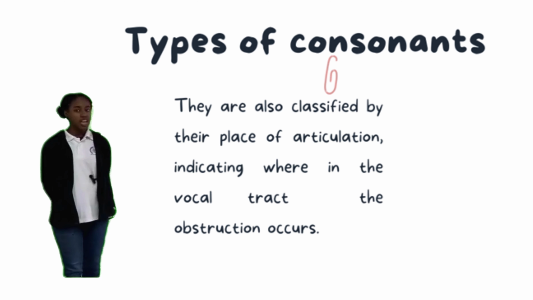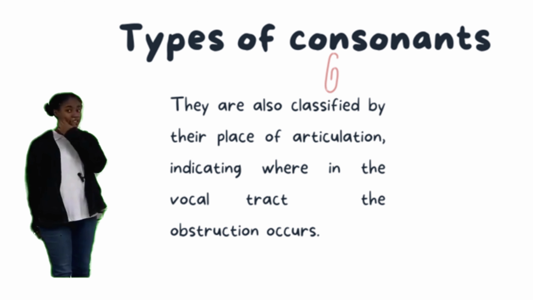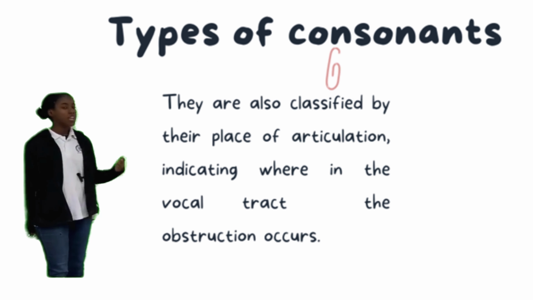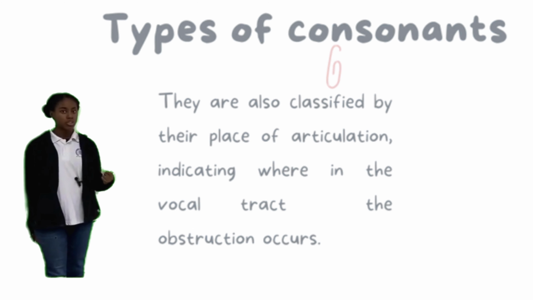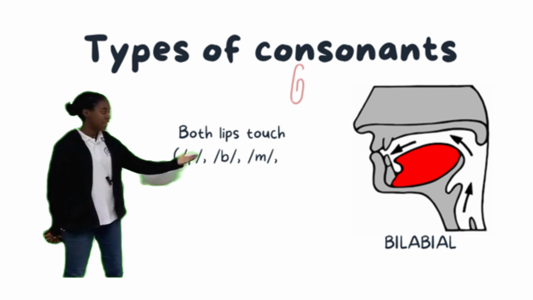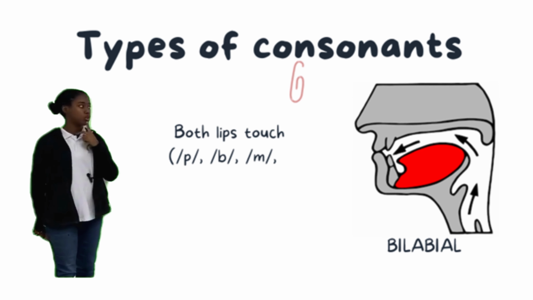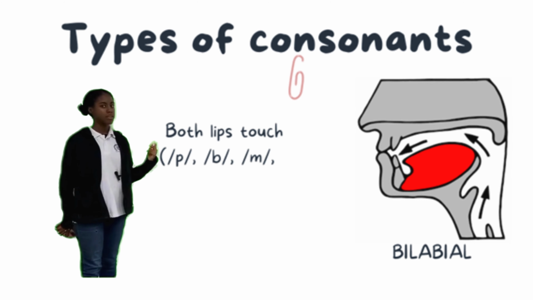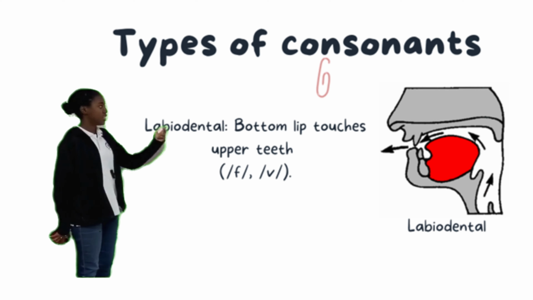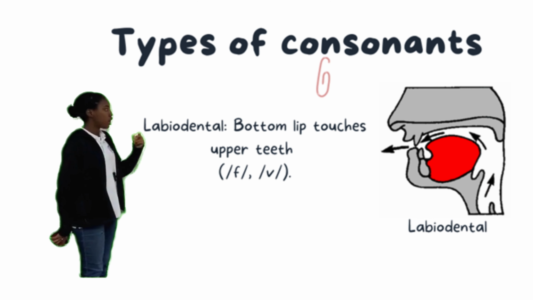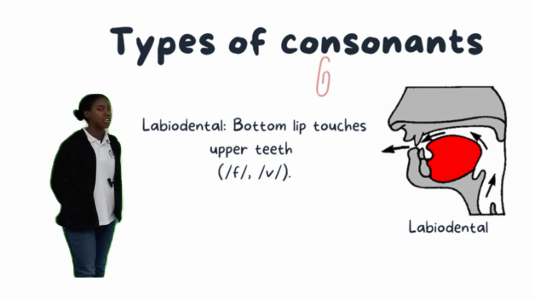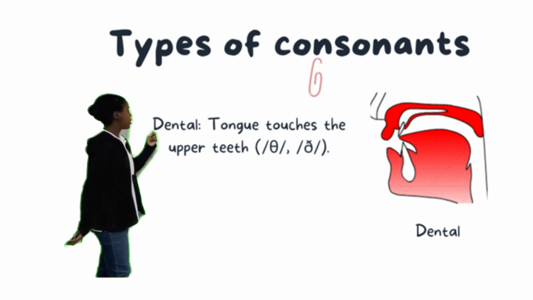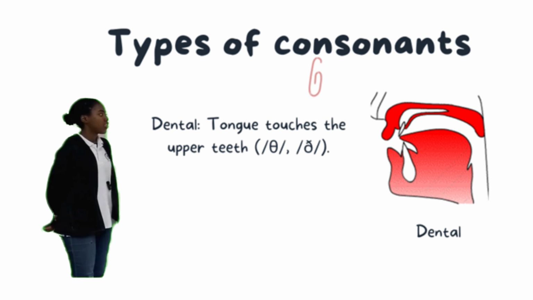We have types of consonants. They are classified based on their place of articulation, which indicates where in the vocal tract the obstruction occurs. We have bilabial, with both lips touching, such as p, b. Labiodental, where the bottom lip touches the upper teeth, such as f and v. We have dental, where the tongue touches the upper teeth, such as th.